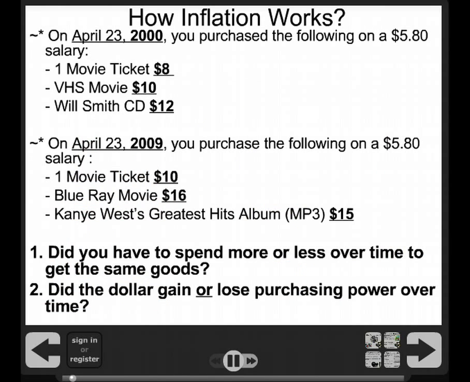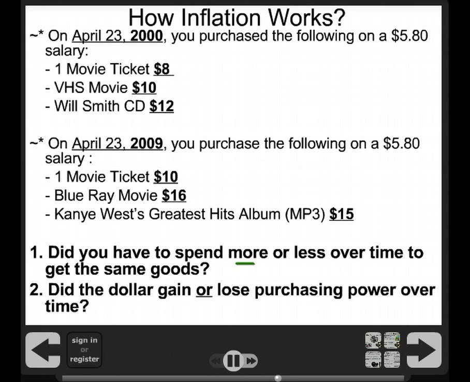In this slide, we see how the concept of inflation works. Back in 2000, you were making $5.80, while the movie ticket, the VHS movie, and the CD cost $8, $10, $12 respectively. Fast forward 9 years later, you're still making $5.80, and look at what happens to the price of all of these goods. The price goes up. Therefore, the question here asks, did you have to spend more or less over time to get the same goods? And the answer is, well, yeah, you had to spend more to get the same amount of goods.